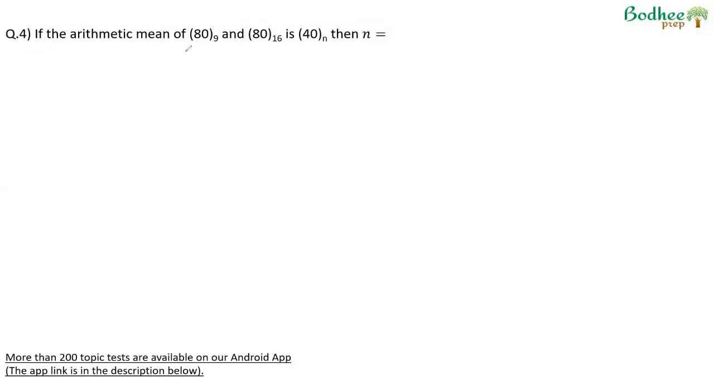If the arithmetic mean of 80 in base 9 and 18 in base 16 is 14 in base n, find the value of n. Now, the value of 80 in base 9 in the decimal system will be 0 into 9 raised to power 0 plus 9 raised to power 1 into 8. So this becomes 9 into 8 in the decimal system.